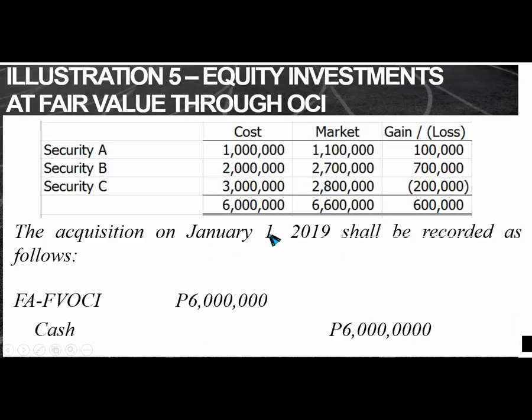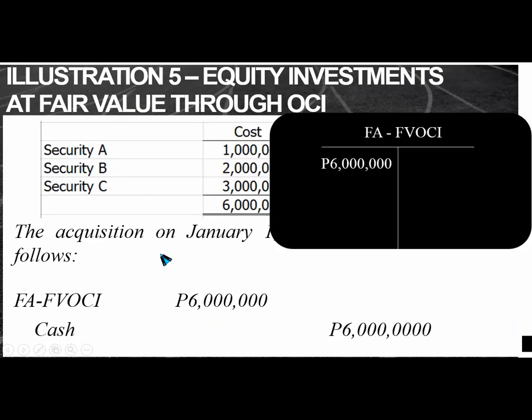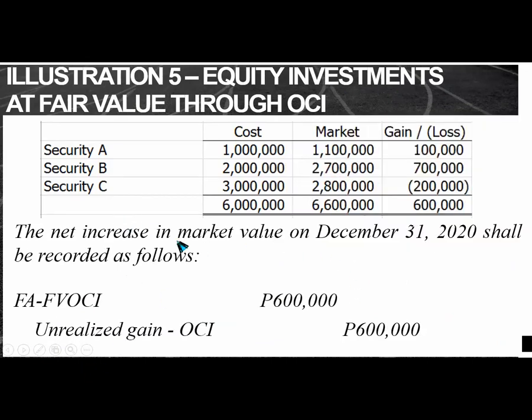So to record the acquisition on January 1, 2019, you just debit FAFVOCI at 6 million, credit cash at 6 million. So this is your T account. Next is to record the increase in market value on December 31. So you just debit FAFVOCI for 600,000, the difference. And then you credit unrealized gain OCI at 600,000.